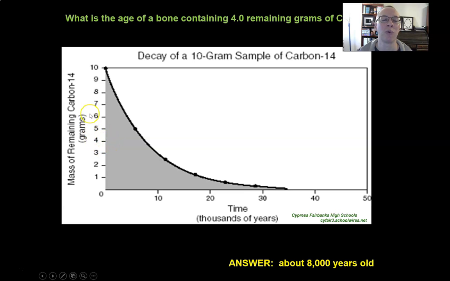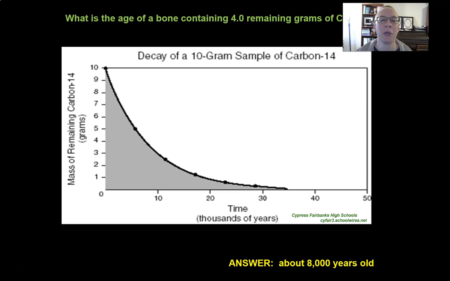You'd say, it has 4 grams remaining, and we're going to pull that over to our standard curve here. When it hits that curve, we drop down and we get about 8,000 years old. If you got 7 or 9,000, that's okay. That's within the uncertainty, and I would accept those answers.